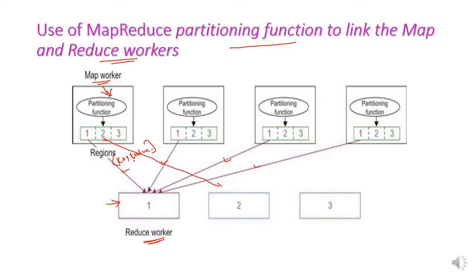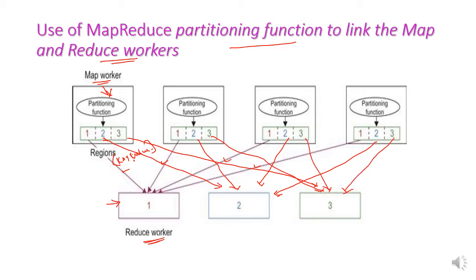And the second same key value pair will be given to another reduce worker, and the process will go on like that. And this is the third one, which will be given to the third reduce worker. And we have to note down one thing importantly: the number of map workers should not be equal to the number of reduce workers.